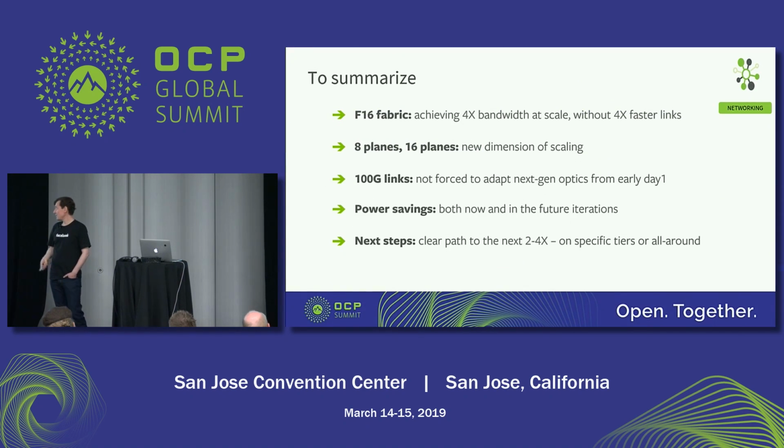To summarize, with F16, we are achieving 4x bandwidth at scale without 4x faster links. 8 planes, 16 planes give us a new dimension of scaling. We use 100 gig links. We're not forced to go to the higher link speeds immediately, but we achieve the same capacity as what higher link speeds would have given us. We realize power savings both now and, more importantly, in future iterations. We see clear next steps. We see how we can bring this network 2 times more and 4 times more in capacity.